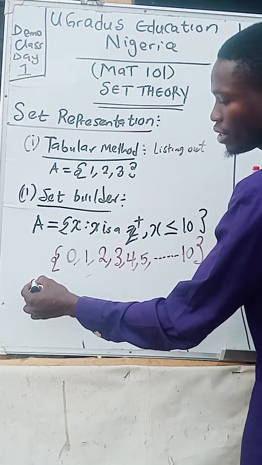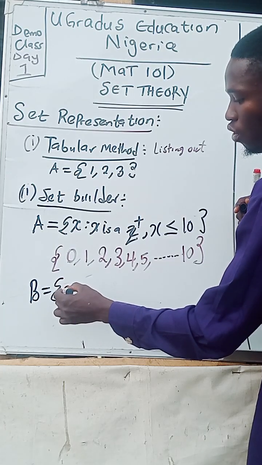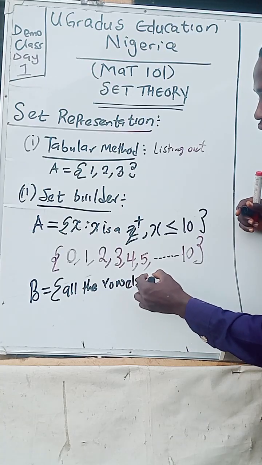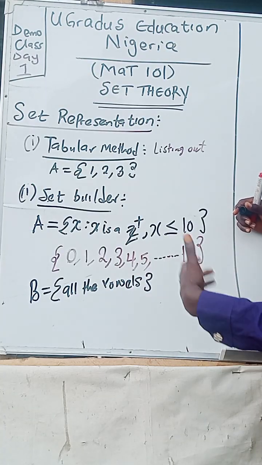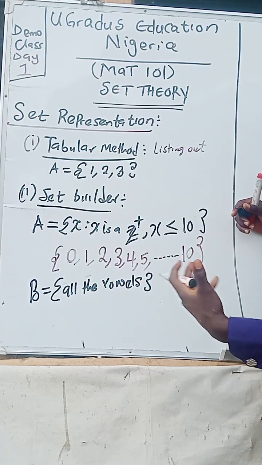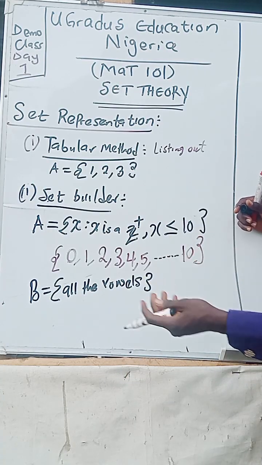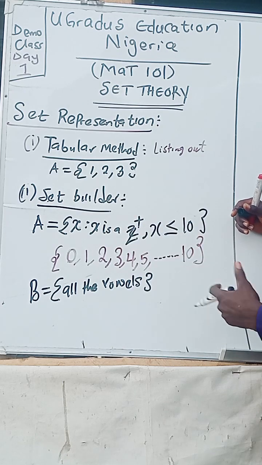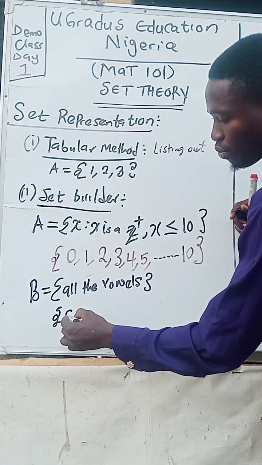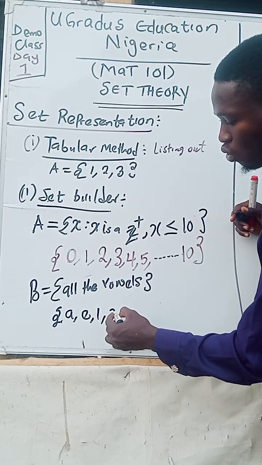What if they said B is a set of all the vowels? Now, this is also a set builder. If you don't understand what vowels are, you will not understand how to interpret it. We know that vowel letters are letters that when we pronounce them, they give us a strict pronunciation. And that's the 5: A, E, I, O, U. So then you are going to interpret it to be A, E, I, O, U.